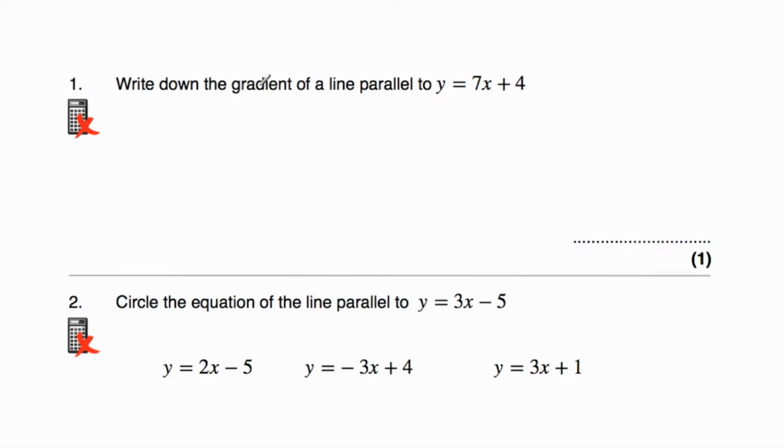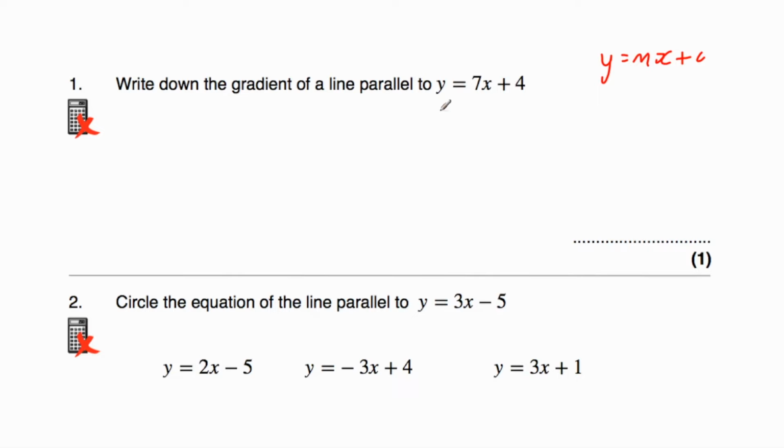Question number one says, write down the gradient of a line that is parallel to y equals 7x plus 4. This straight line is in the form y equals mx plus c, the equation of a straight line where m is the gradient of the line and c is the y-intercept where it crosses the y-axis. The line we've been given has a gradient of 7 and crosses the y-axis at 4.